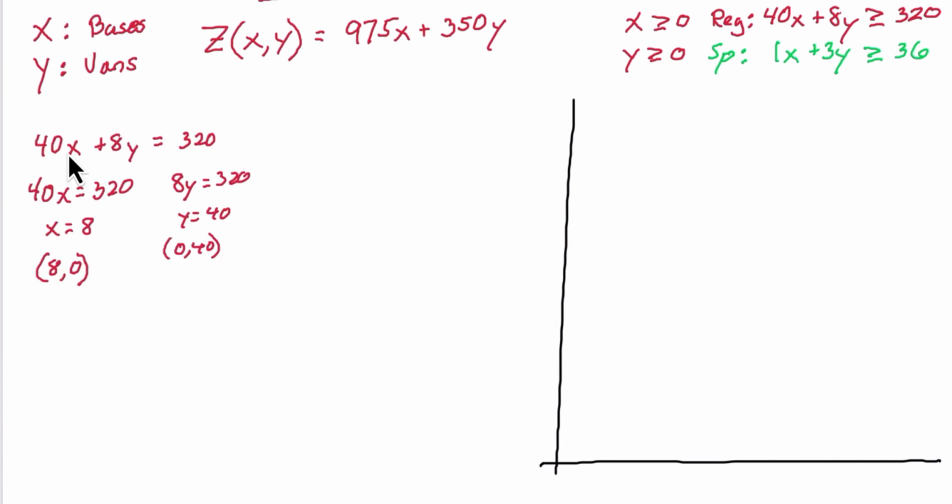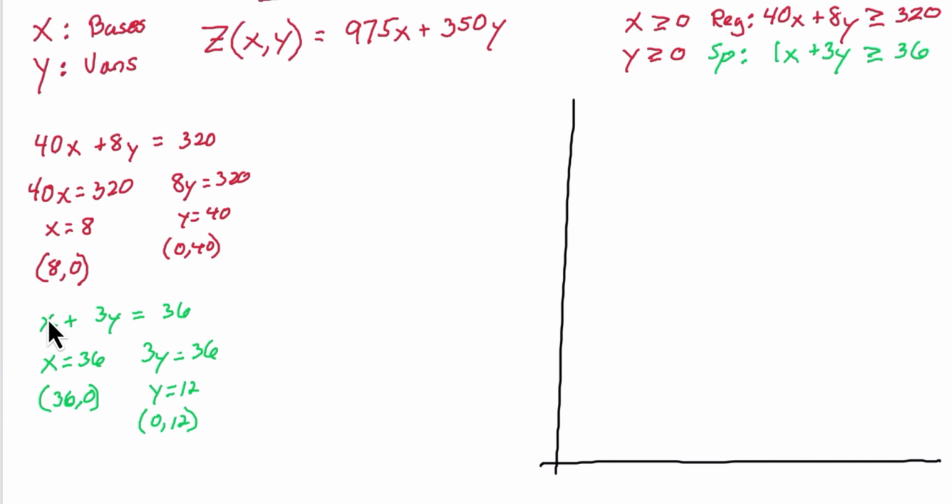Next, we'll look at the other line. That is x plus 3y equals 36. Again, I'll use the intercept method. To find the x-intercept, we make y 0. So that term goes away, leaving us with x equals 36, or the coordinate 36, 0. To find the y-intercept, we make x 0. So this term goes away, we're left with 3y equals 36. Divide by 3, and y is equal to 12. We now have the coordinate 0, 12.